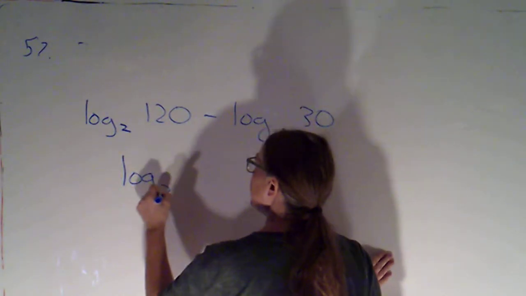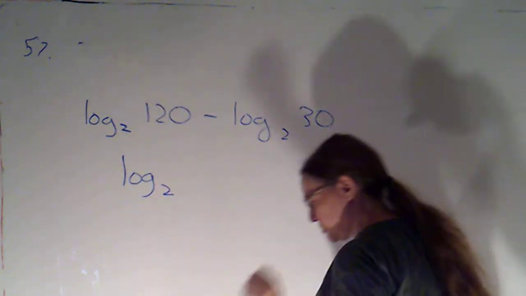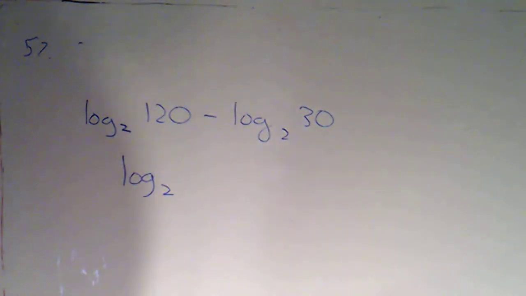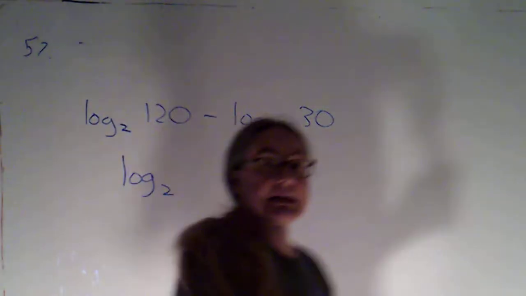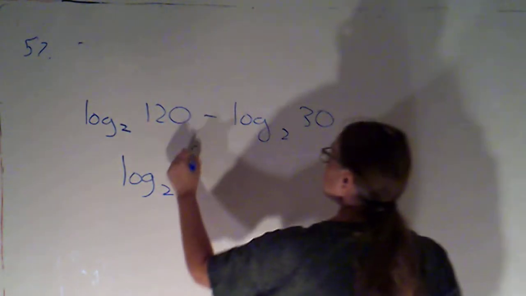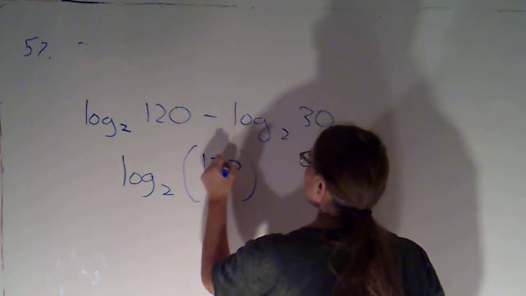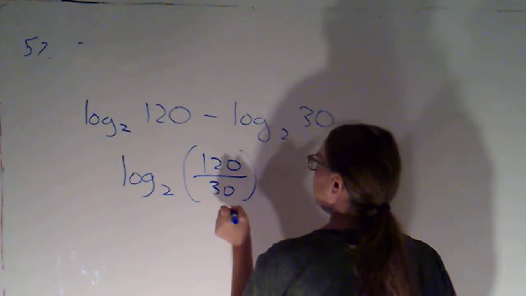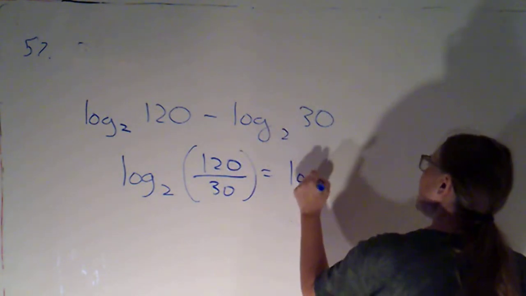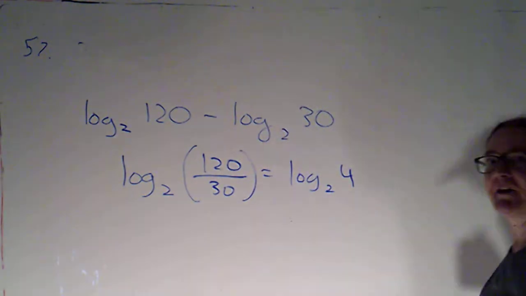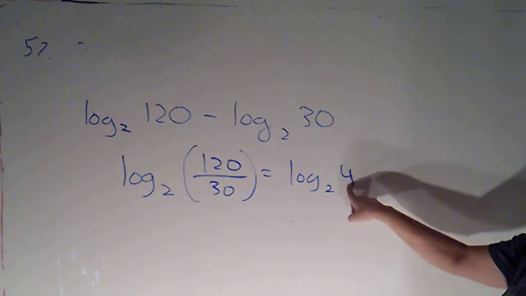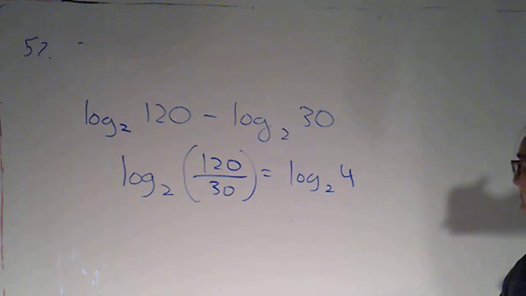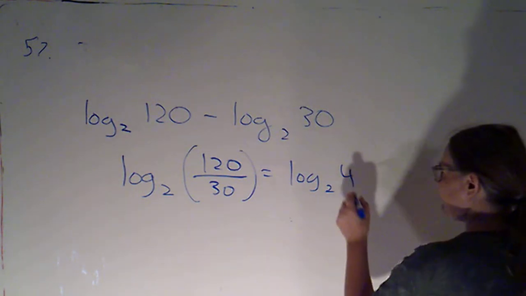This becomes the log base 2. I'm subtracting logs, so I'm subtracting exponents, so that corresponds to division. So this would be 120 divided by 30. Ooh, that's the log base 2 of 4. Now that's nice, because 4 is just a power of 2. So I can evaluate that.